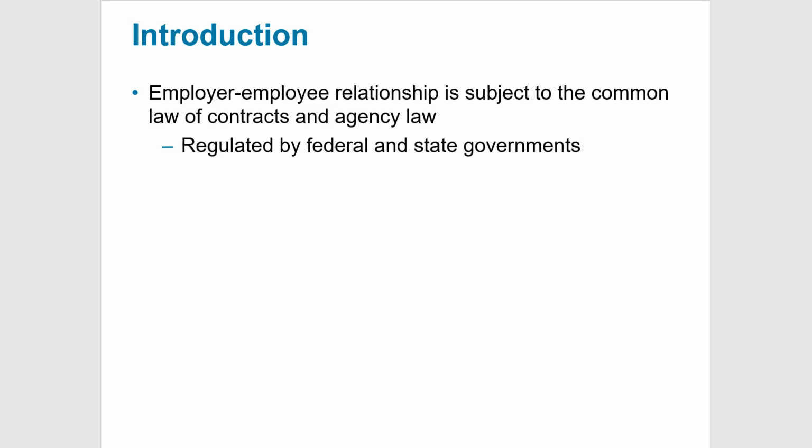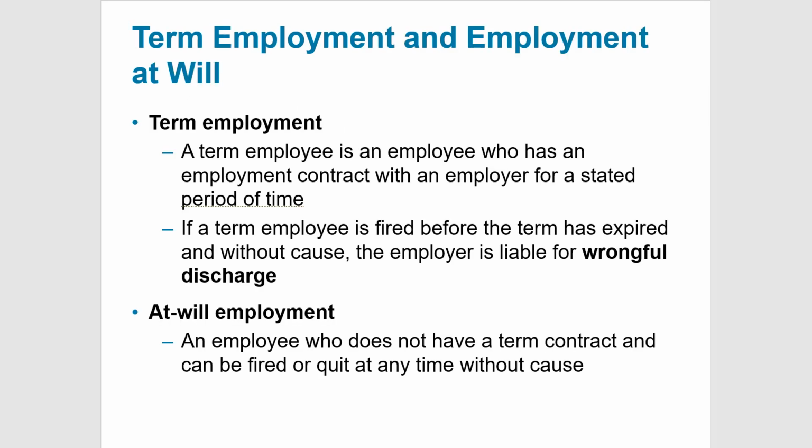So, to introduce, the employer-employee relationship is subject to the common law of contracts and agency law. It's regulated by federal and state governments, sometimes even municipal governments. If you have a city like Charlotte or Mecklenburg County or Gaston County or Gastonia specifically, sometimes they can pass local ordinances as well. But most regulation is going to happen at the federal or state level. We also can break employment down into two major categories.